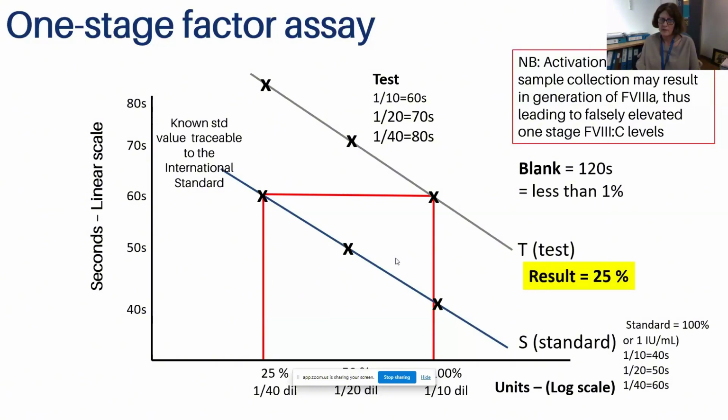So that's a one-stage factor assay to measure intrinsic or extrinsic factors. If I want to do 8, 9, or 11, I'll do it with APTT reagent and the specific deficient plasma. If I want to measure 7, 10, or 5, I'm going to do it with PT reagent and the specific deficient plasma, constructing the standard curve and the test in the same way.